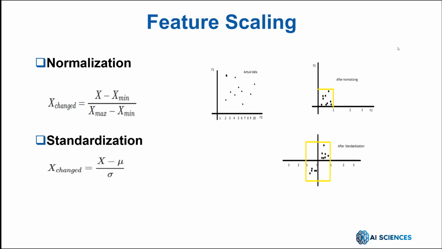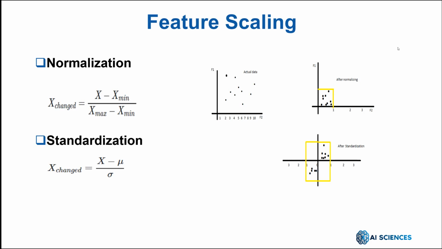We have 2 common techniques for feature scaling. The first one is normalization. This technique transforms the feature into a 0 to 1 scale. The great thing about normalization is that it also reduces the effect of outliers. The new value of the feature, x changed, is equal to the value of x minus the minimum x value, divided by the maximum x value minus the minimum x value. X changed equals x minus x min over x max minus x min.